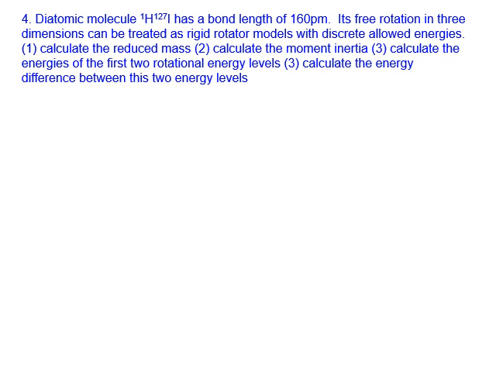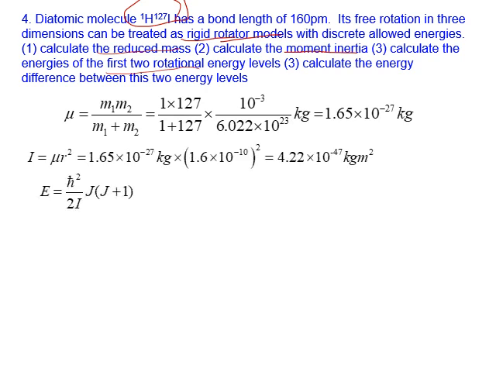Question number 4. This is about the diatomic molecule hydrogen iodide. You can treat this as a rigid rotor model and calculate the reduced mass, the moment of inertia, the energy of the first two rotational energy levels, and the energy difference between these two levels. So basically, we are going to use this equation to calculate allowed energies. But before we do that, we need to take care of the moment of inertia. And to calculate the moment of inertia, we need to calculate the reduced mass.